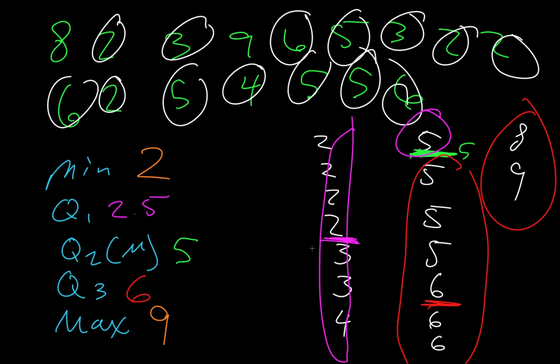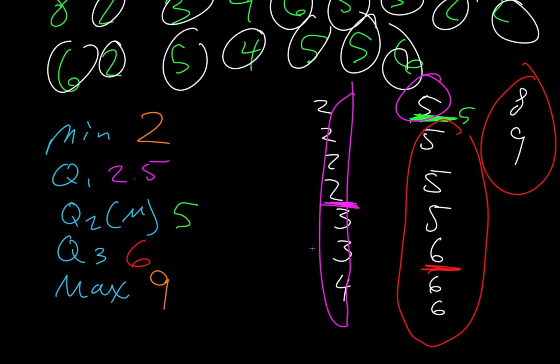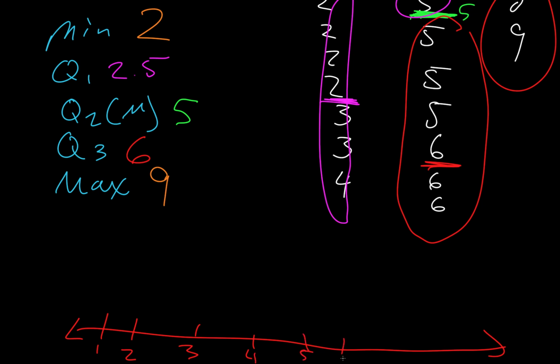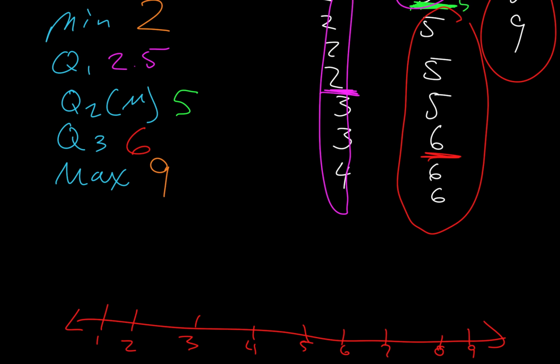That was find the 5-number summary for this data. Now it says draw a box plot for the data, so a box and whiskers plot. We just need this information. We draw a number line. Our lowest is 2, so we have 1, 2, 3, 4, 5, 6, 7, 8, 9. Okay, so the bottom of our box is 2.5. I'm going to draw that, and then Q3 is 6.